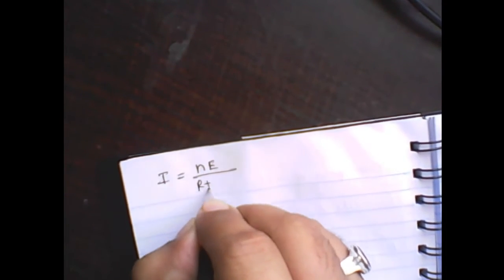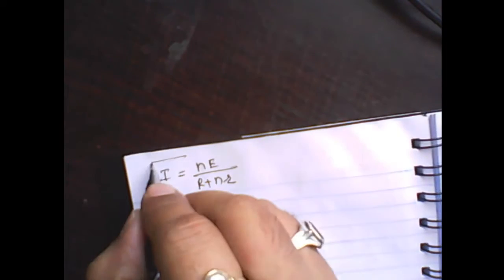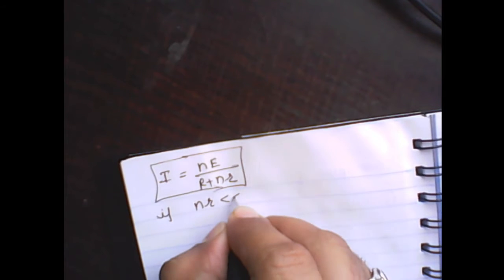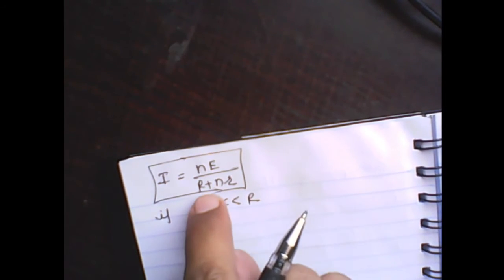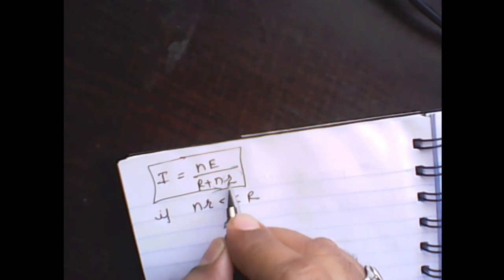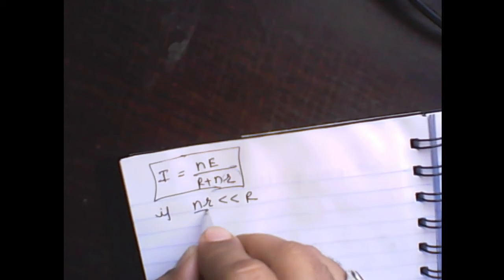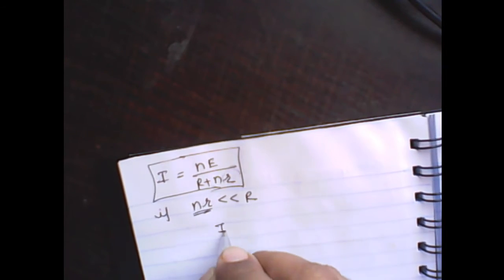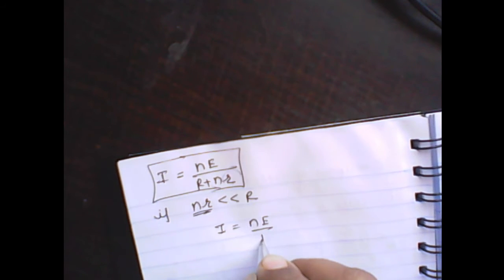Now here we have some conditions. The equation I will write here for my reference: I equals nE upon R plus nr. Now in this we have two conditions. First, if nr is very small compared to capital R, meaning R is very much bigger than nr, the internal resistance of the cells is very small and n times r is also very small, then I can neglect nr. So the equation can be written as I equals nE upon R.